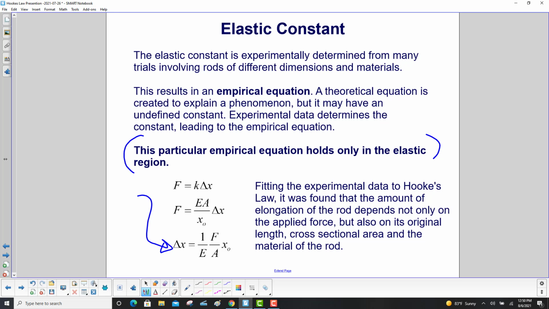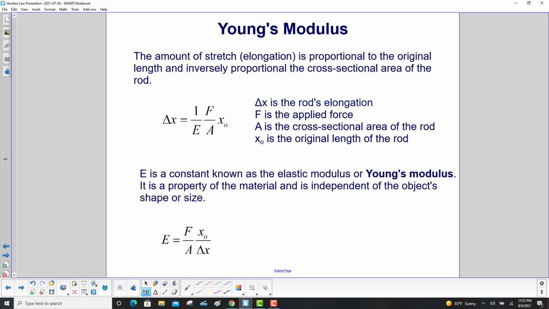Hooke's law was a theoretical law, and it was found that the amount of elongation of the rod depends not only on the applied force, but also on its original length, cross-sectional area, and the material of the rod. The amount of stretch, elongation, that's delta x over here, is proportional to the original length and inversely proportional to the cross-sectional area of the rod. So delta x is the rod's elongation, F is the applied force, A is the cross-sectional area of the rod, and x0 is the original length of the rod.